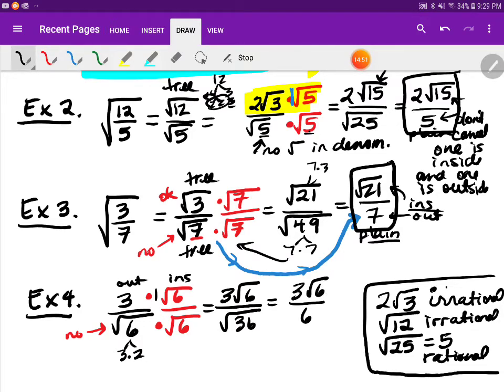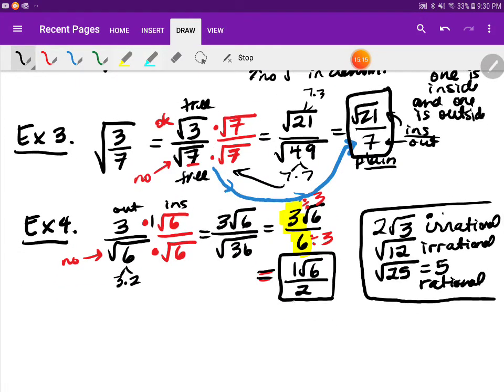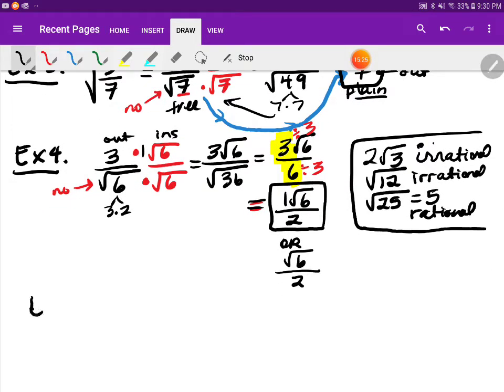3 square root of 6. Do these have any numbers in common? They do. What number can we divide them by? Divided by 3, divided by 3. Right? So it reduces. So that is 1 radical 6 divided by 2. This is an answer that's correct. And then another answer that would be correct would be you don't have to put the 1 in the front. So this would also be correct. But both would be correct and would give you full credit.